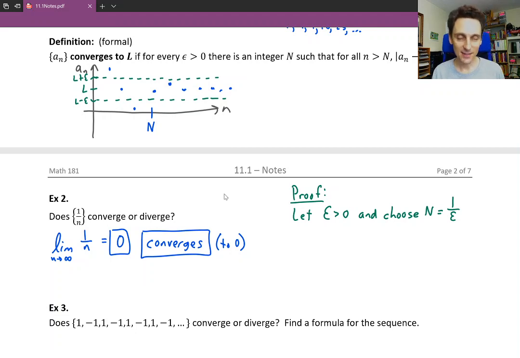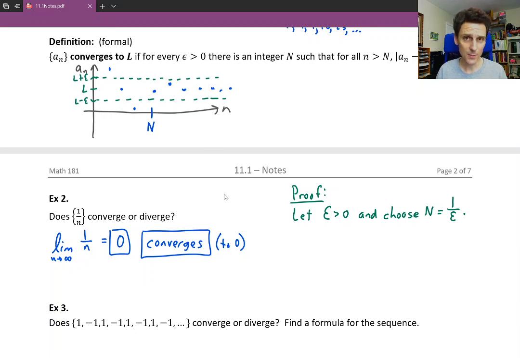Now, of course, that's kind of magical. It's like, why 1 over epsilon? Where'd you get that? Well, it just has to do with how the rest of the proof is going to go. Usually you wouldn't figure this out until partway through the proof, but here I'm just going to do it in one shot. So suppose I choose big N equals 1 over epsilon.